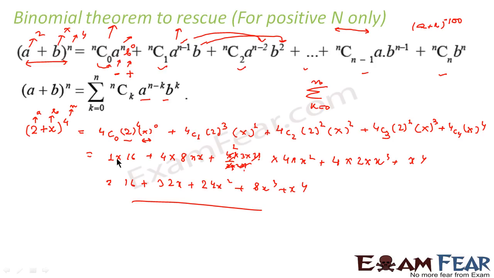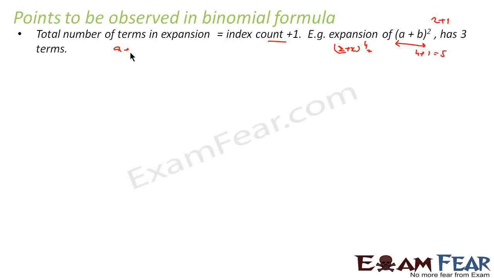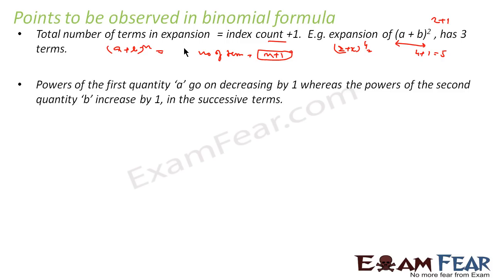We'll go back and see the slide. So you see, we have 2 plus x to the power 4. It should have 4 plus 1, 5 terms. Let's count. 1, 2, 3, 4, 5. So there are 5 terms in x plus 2 to the power 4. So the number of terms in a plus b to the power n is n plus 1. So the general formula is, in a plus b to the power n expansion, number of terms is equal to n plus 1. Please note, number of terms is 1 greater than the index.